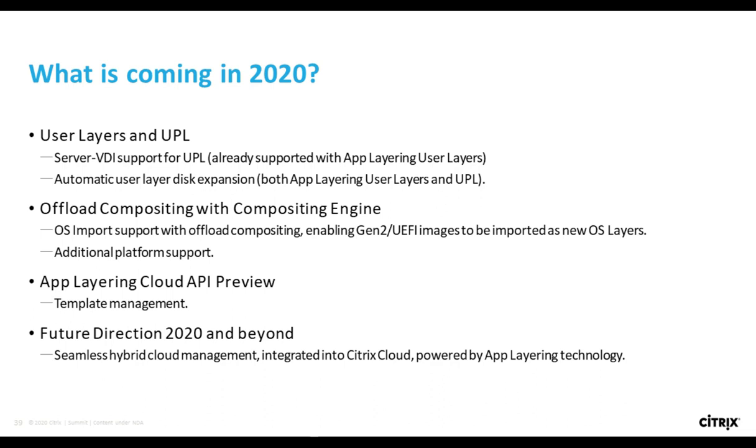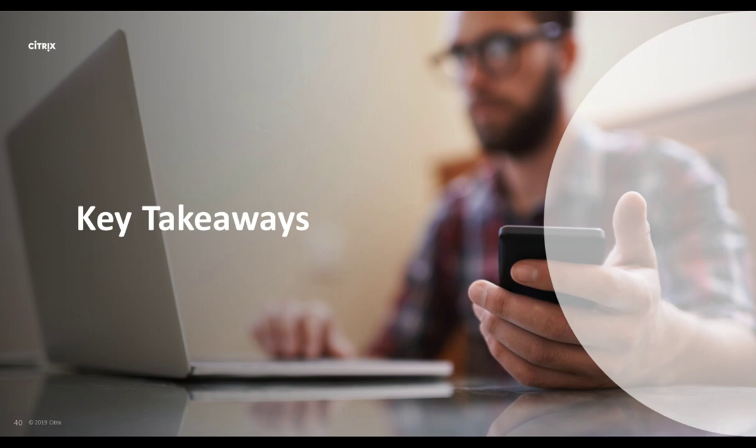And then lastly, as we look further out into 2020 and beyond, we're looking at enabling new types of workflows to create seamless hybrid cloud management capabilities within Citrix Cloud. These are new integrations, like what we've been doing with UPL, and we aim to dramatically reduce the complexity and the challenges for many of our customers looking at managing hybrid cloud solutions. So we're looking at seamlessly moving workloads from on-premise environments into cloud, all powered by app layering technology. So these are some exciting things coming down on the roadmap.